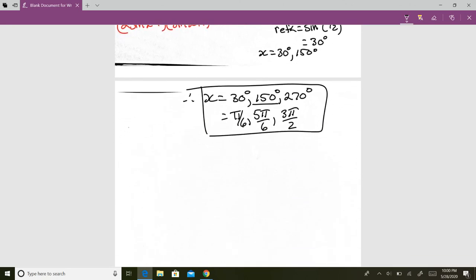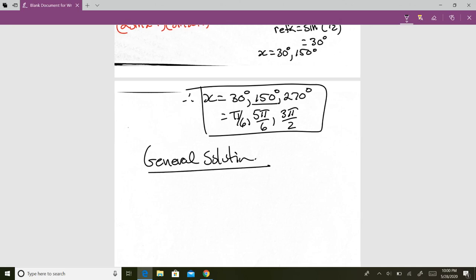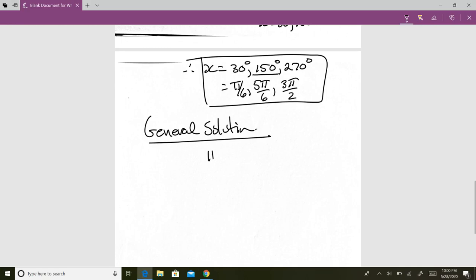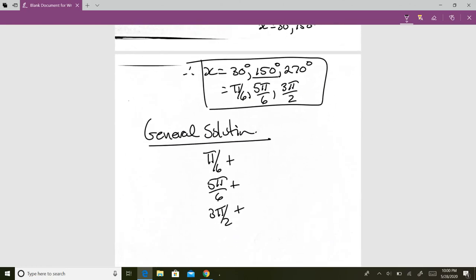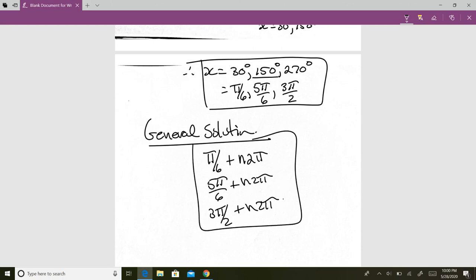All right. If I want my general solution, then I just take these, pi over 6, 5 pi over 6, and 3 pi over 2, and I add multiples of the period. What's the period of a sine function? It's 2 pi. So I just go n 2 pi, n 2 pi, n 2 pi, and that is it. And there's your general solution.